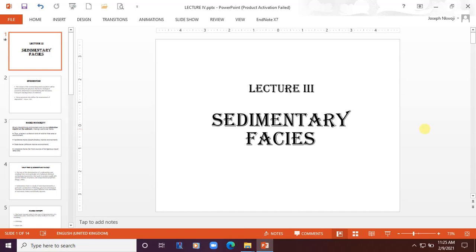Good morning, students. Let's discuss the sedimentary facies. Facies, F-A-C-I-E-S, facies, is not facies, yet it is still facies. So let's discuss it, an interesting aspect of sedimentology.